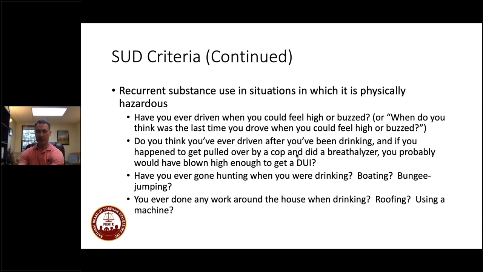The physically hazardous situation criterion, you could ask about not have you driven while you were impaired under the influence of a substance, but have you ever driven when you could feel high or buzzed? When was the last time that you think you drove when you could feel high or buzzed? I use that one when I've already got evidence that they've done it. Then I skip have you ever and I go straight to when do you think was the last time that you drove when you could feel high or buzzed? And they'll tell you all about all kinds of experiences sometimes.